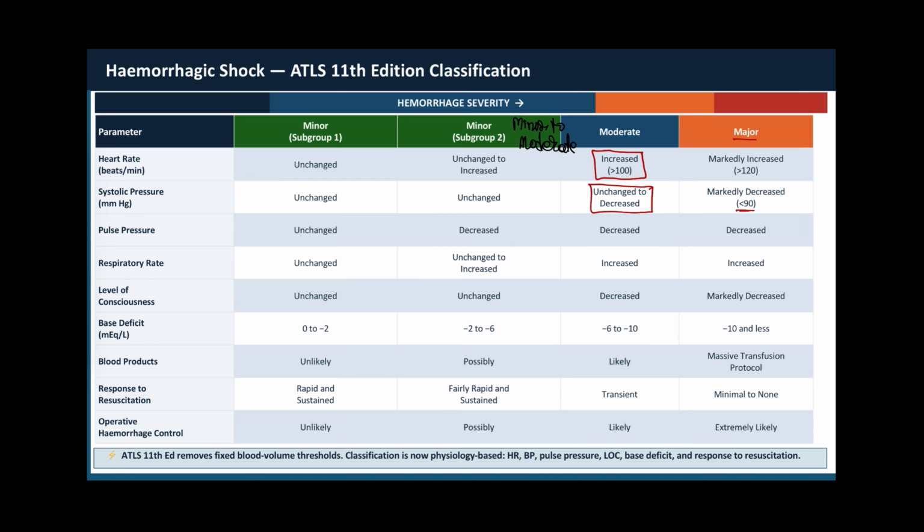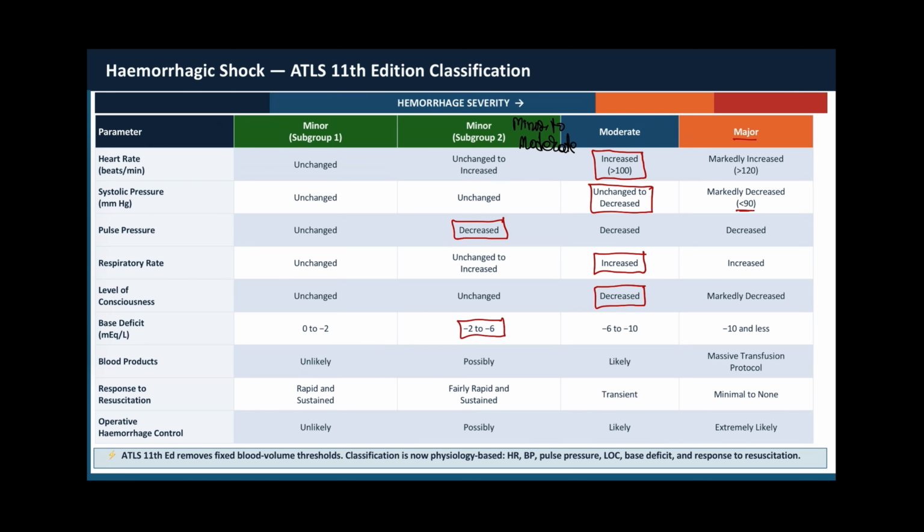When it comes to the pulse pressure, it starts decreasing at minor subgroup 2, and the respiratory rate would be unchanged to increased in minor subgroup 2, but definitely increased in case of moderate hemorrhagic shock. When it comes to the level of consciousness, it would be decreased in the moderate hemorrhagic severity. Base deficit would be normal in case of minor subgroup 1. It starts worsening from the minor to the moderate subgroup.